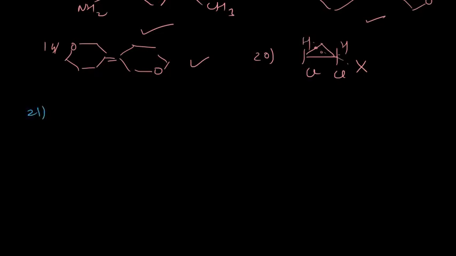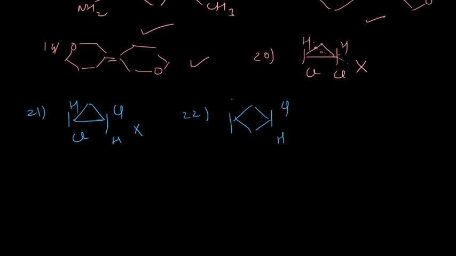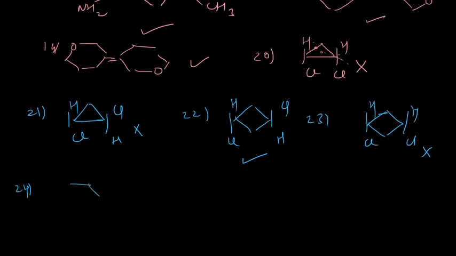21st. Hydrogen, chlorine, chlorine and hydrogen, and doesn't have any plane of symmetry. 22. So students, we are going through a lot of problems. Hydrogen, chlorine, and doesn't have center of symmetry. 23. Hydrogen, chlorine, and doesn't have any center of symmetry. 24. And this hydrogen, yes, it does have center of symmetry. This center, we are getting the same things, right?